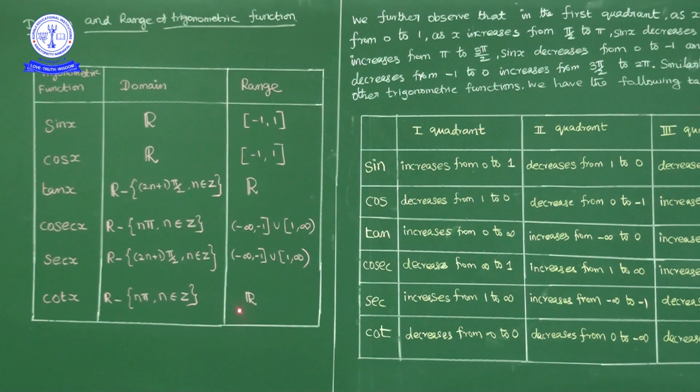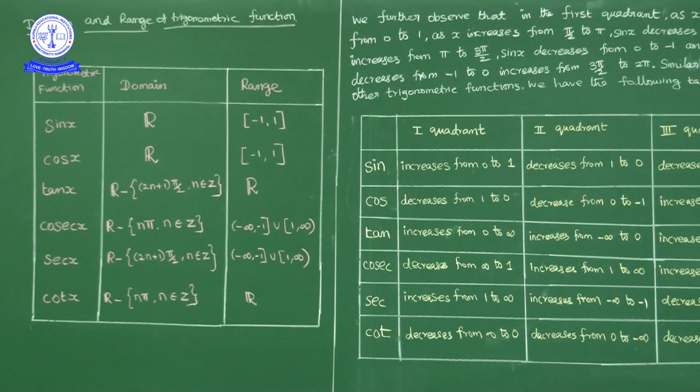The range of cot x is similar to tan x, that is all real numbers. Here, if you observe the domain and range of trigonometric functions sin x and cos x, the domain is the same, and the range is also the same. What is the domain and range of sin x and cos x? The domain is all real numbers, and the range is the closed interval minus 1 to plus 1.